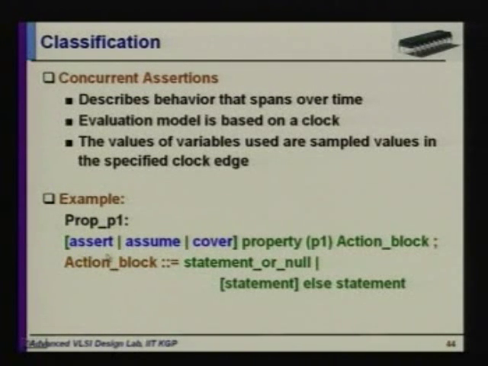Actually, the grammar is like this: assert, it may be assume, it may be cover, property P1, then there is an action block. I mean, if this property succeeds, you may want to display something, you may want to do something. So this action block will signify that, or else there is also something you must do.